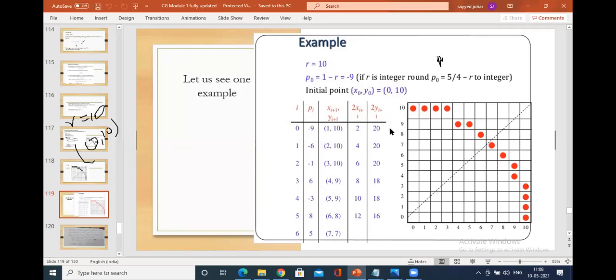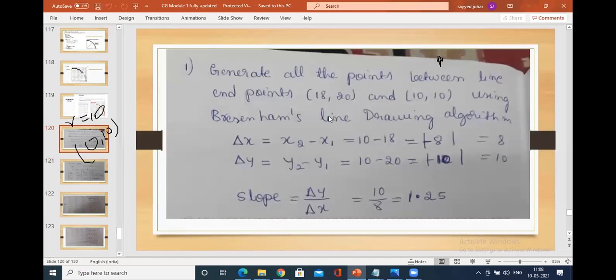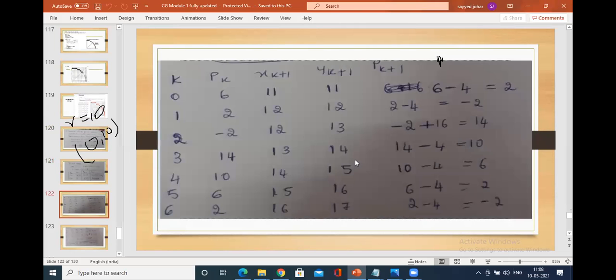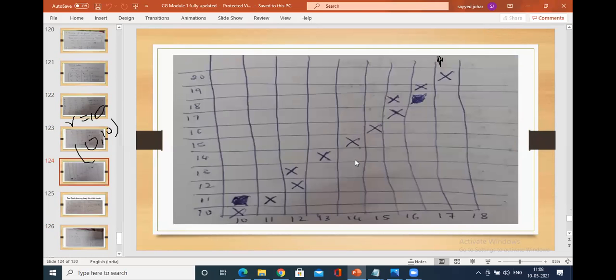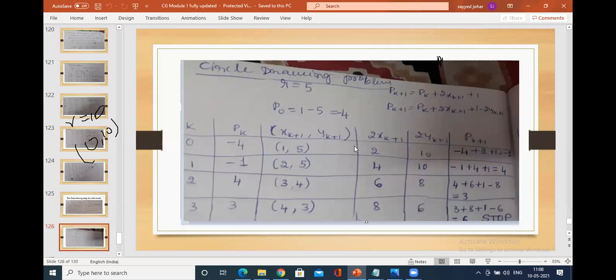Based on that, you go on calculating this till 7, and 7 is being evaluated, right? So one of the problems for circle drawing has been given in the PPT. Just have to go through this being solved for the Bresenham line drawing algorithm. For a circle, this is a formula you have to remember: positive and negative. So that is what I just showed you in the problem solving.